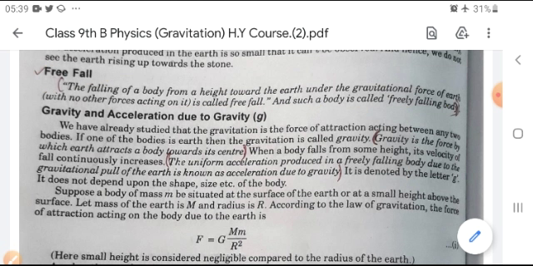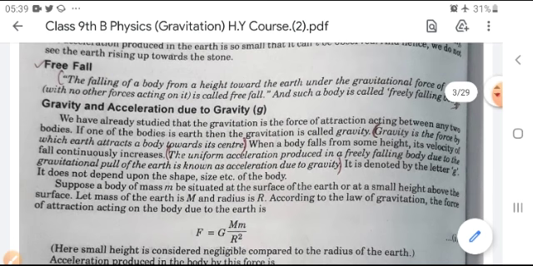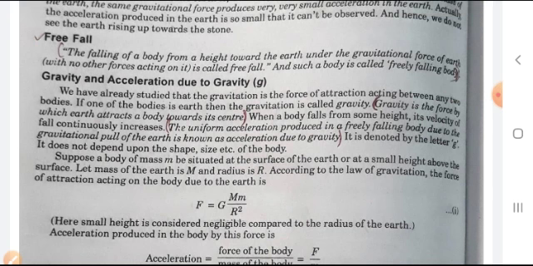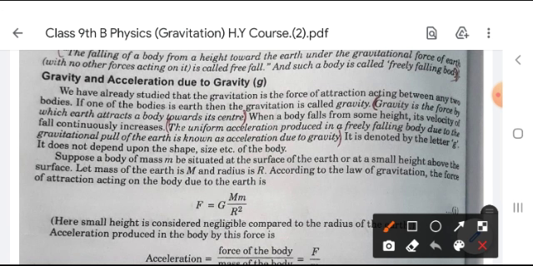Now moving forward, gravity and acceleration due to gravity, which is represented by small letter g, is totally different from capital G. We have already studied that gravitation is the force of attraction acting between any two bodies. If one of the bodies is the Earth, then the gravitation is called gravity. That is, gravity is the force by which the Earth attracts a body towards its center.